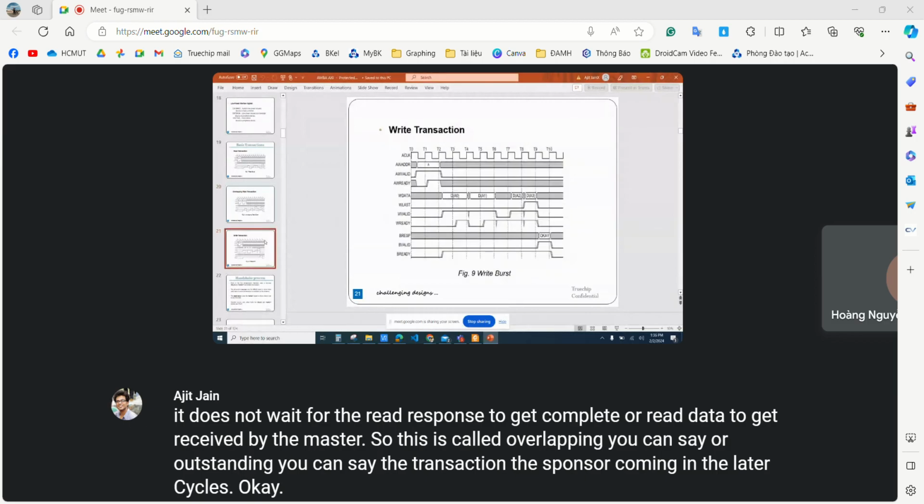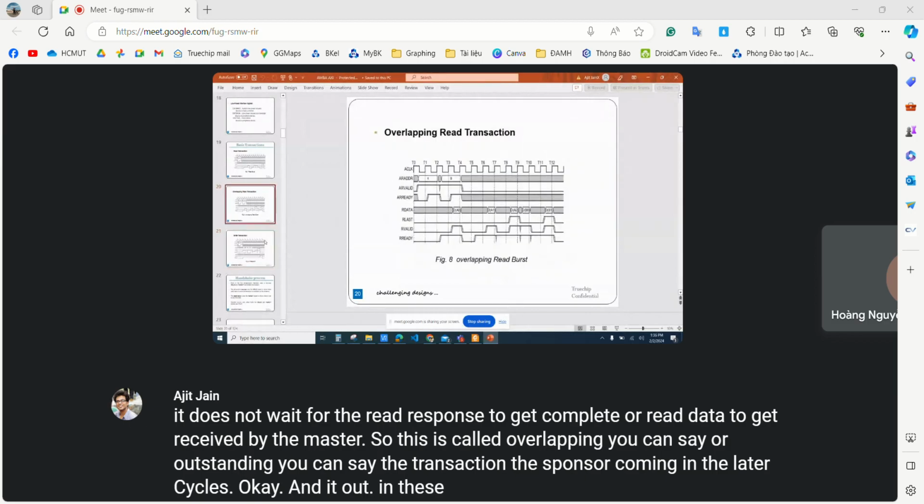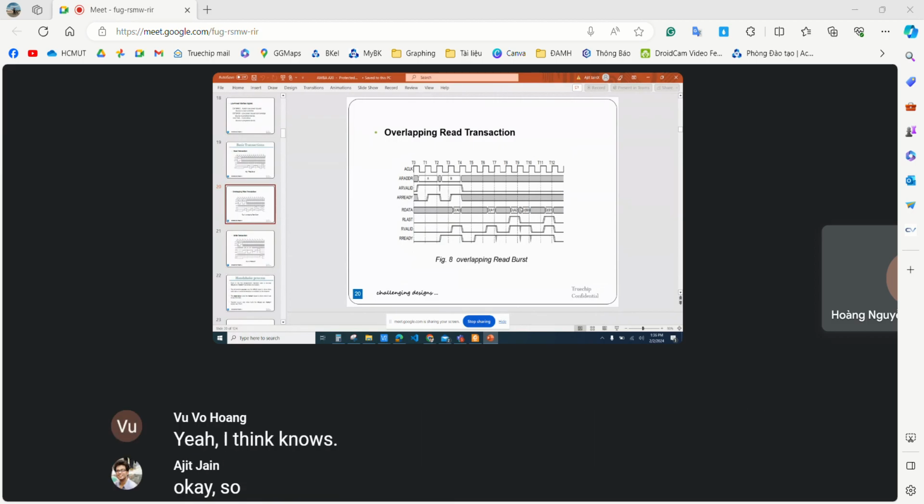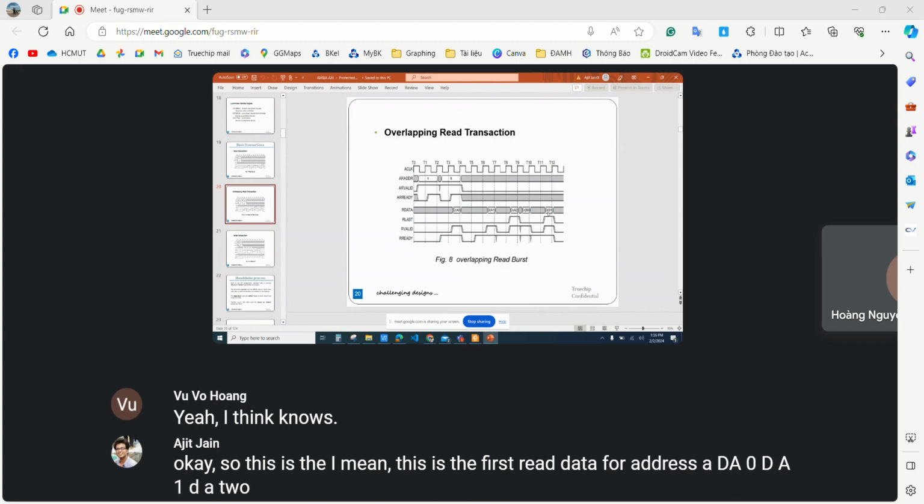Any doubt in these three waves? Yeah, I think no, sir. Okay, so this is the first read data for address A: DA0, DA1, DA2. DB0 and DB1 are the read data for address B.